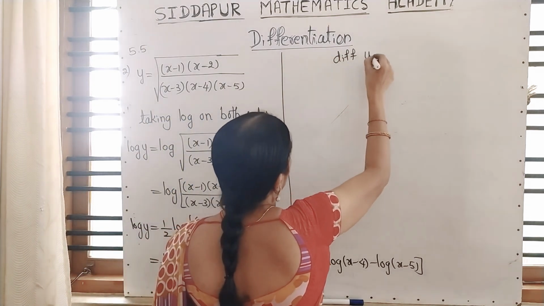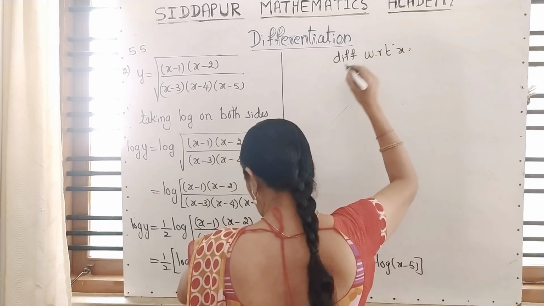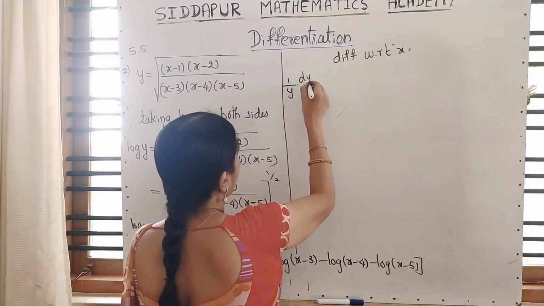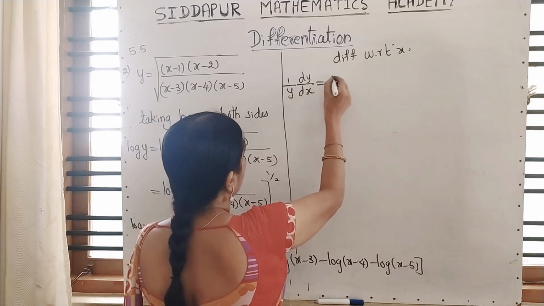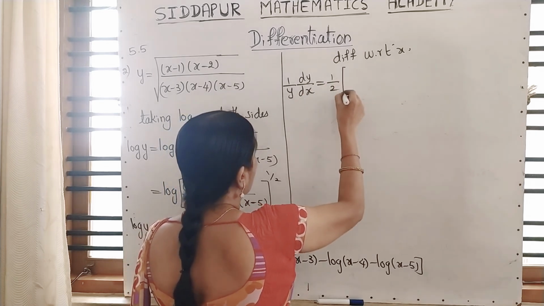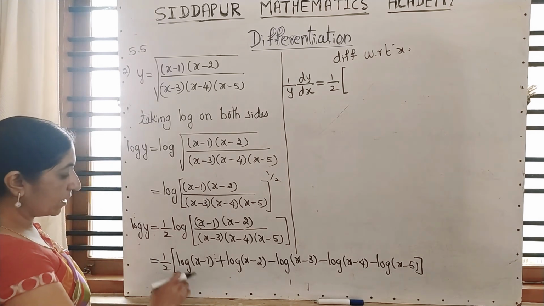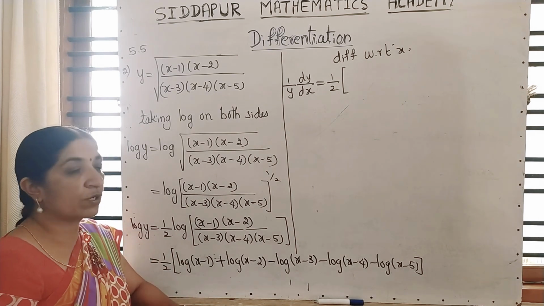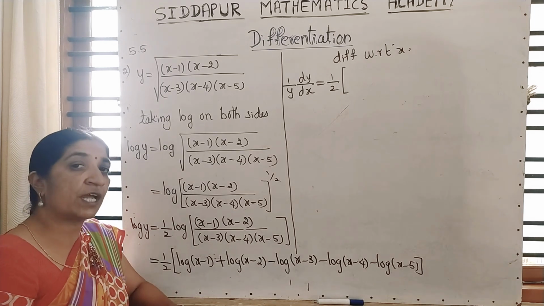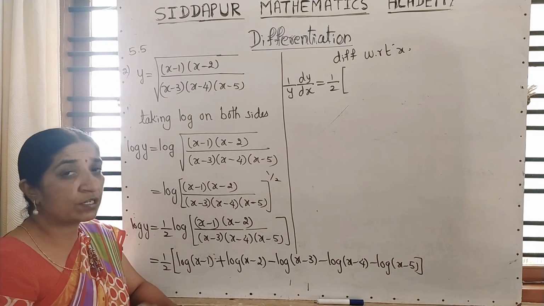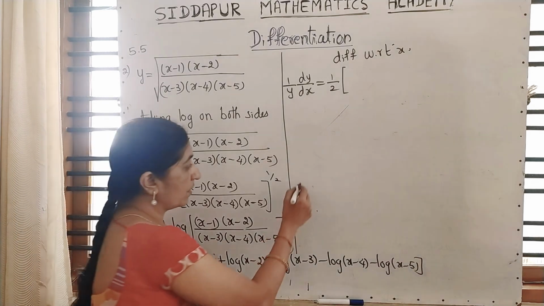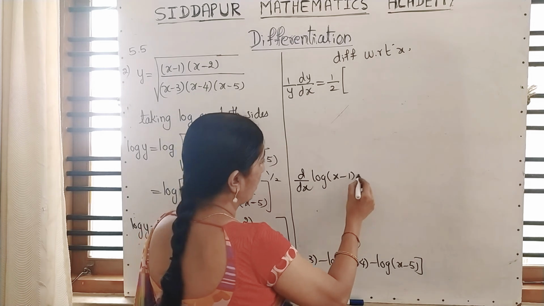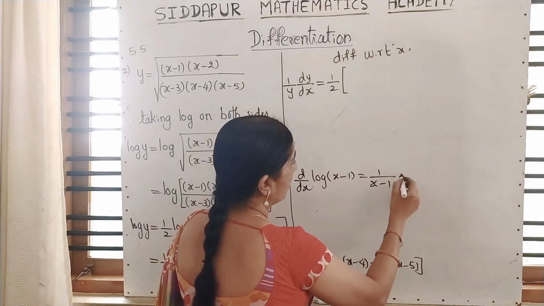Differentiating with respect to x. Differentiation of log y is 1 by y into dy upon dx is equal to 1 by 2 as it is. Tell me, what is the differentiation of log x minus 1? 1 upon x minus 1. Is it necessary to differentiate again x minus 1? No, because differentiation of x minus 1 is here. Differentiation of log x minus 1 is equal to 1 upon x minus 1.